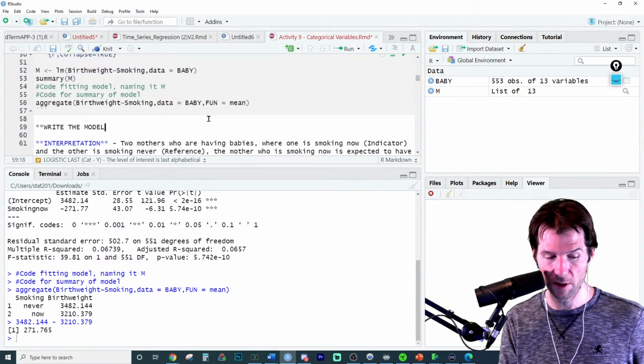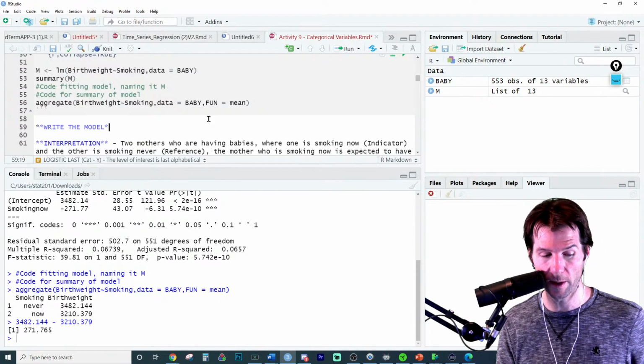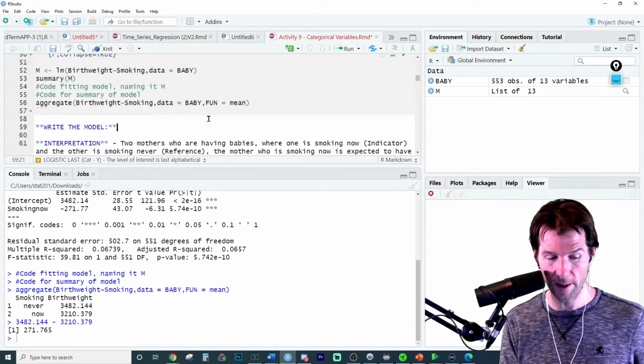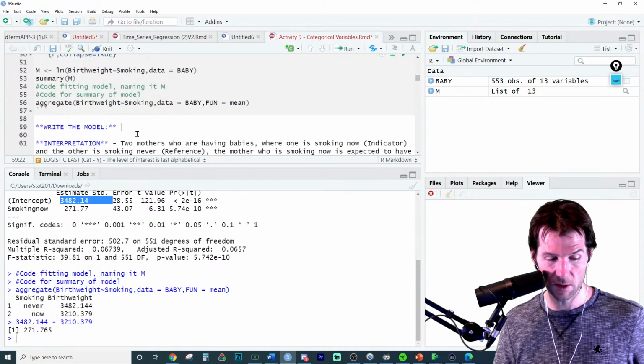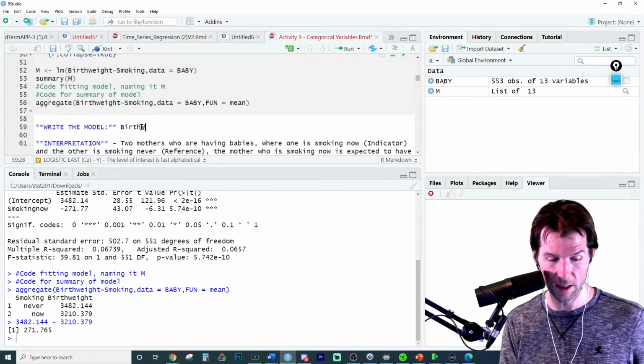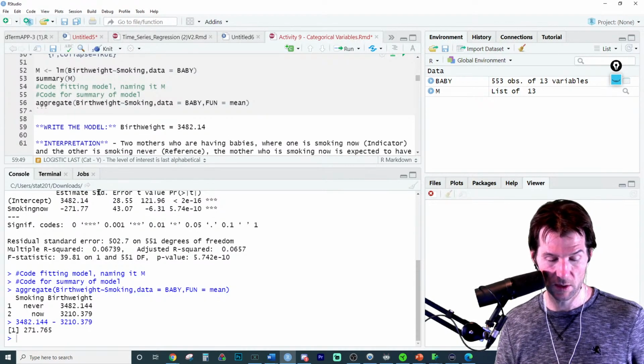So you should be able to do these things right here. Try to pause the video, maybe try to write the model along. See if you could write the model. We need to take this. So we'll say birth weight equals this plus this. So this is actually a minus, not a plus today, times this.